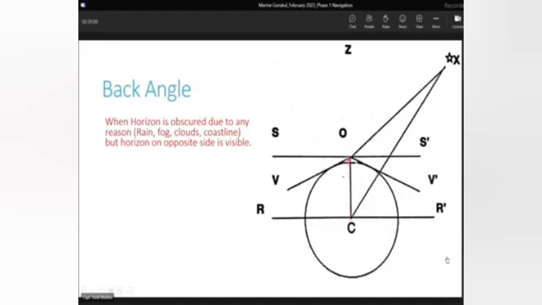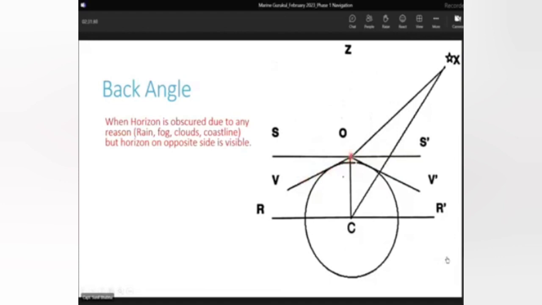Now from the observer's eye, if we draw a tangent to the surface of earth, you see this is the tangent in one direction. This is represented by OV dash. This represents the visible horizon of the observer. If you see on the opposite side, then from the observer's eye you draw a tangent. You see OV is the visible horizon of the observer.